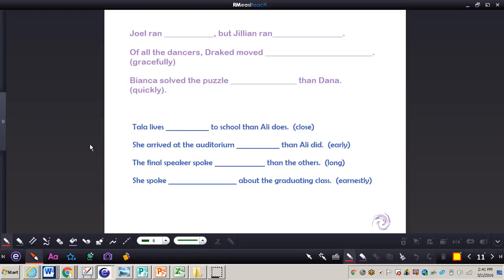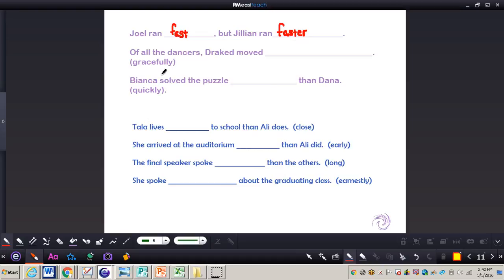Next one, we could see that Joel ran faster would be an example of an adverb that compares, talking about how Joel ran, modifying ran, but Jillian ran faster. So it's important to remember that we have comparatives and superlatives. So this is going to be an example of a comparative, just two things that are being compared. Next one is an example of a superlative.